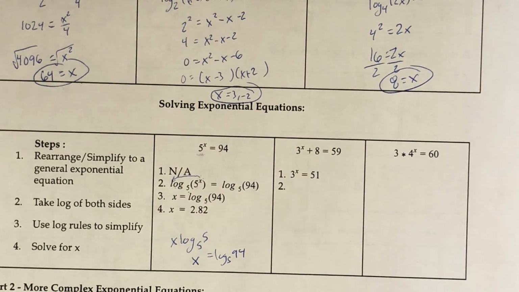And then we just have the log base 5 of 94. So if there were things to simplify, we would do that. If we could figure out what that was, we would. You see it's going to be a decimal.